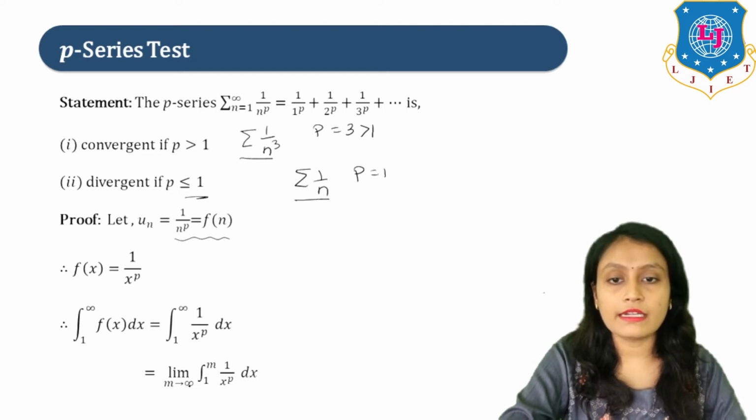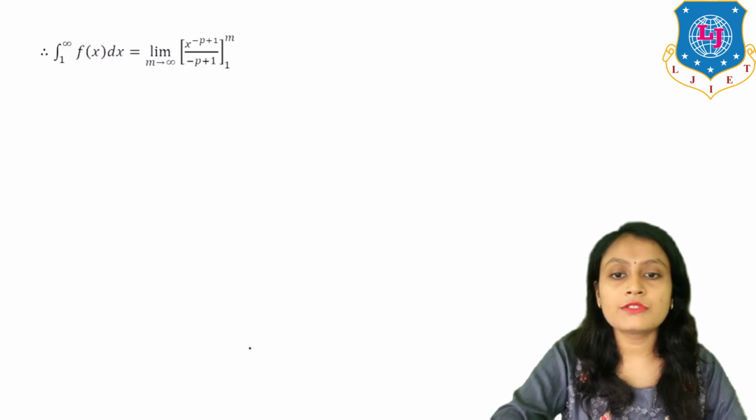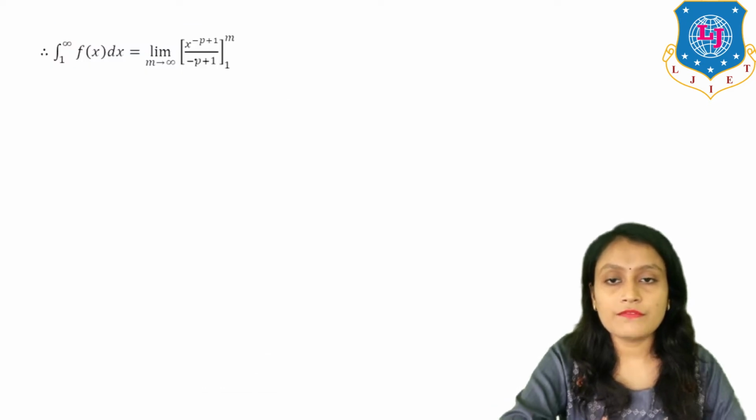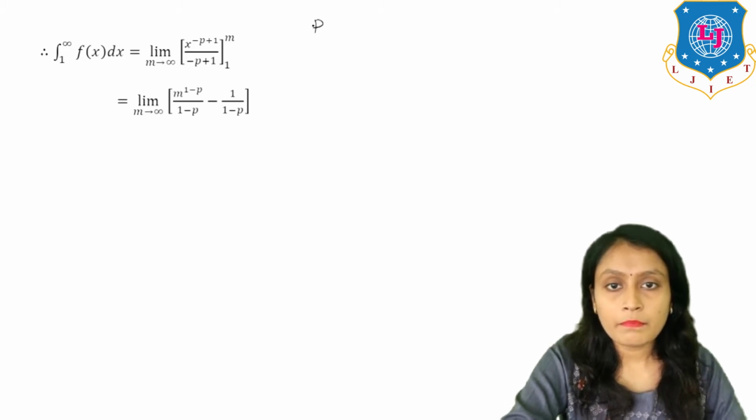So firstly we will write it in the form of a limit. So limit m tends to infinity, integration 1 to m, 1 upon x raised to p dx. Now this we will write as x raised to minus p and we will integrate it. So you will get limit m tends to infinity, x raised to minus p plus 1 upon minus p plus 1, and the limit is 1 to m. Now apply the limit. So you will get limit m tends to infinity, first the upper limit, so you will get m raised to 1 minus p upon 1 minus p, minus the lower limit, that is 1 upon 1 minus p.